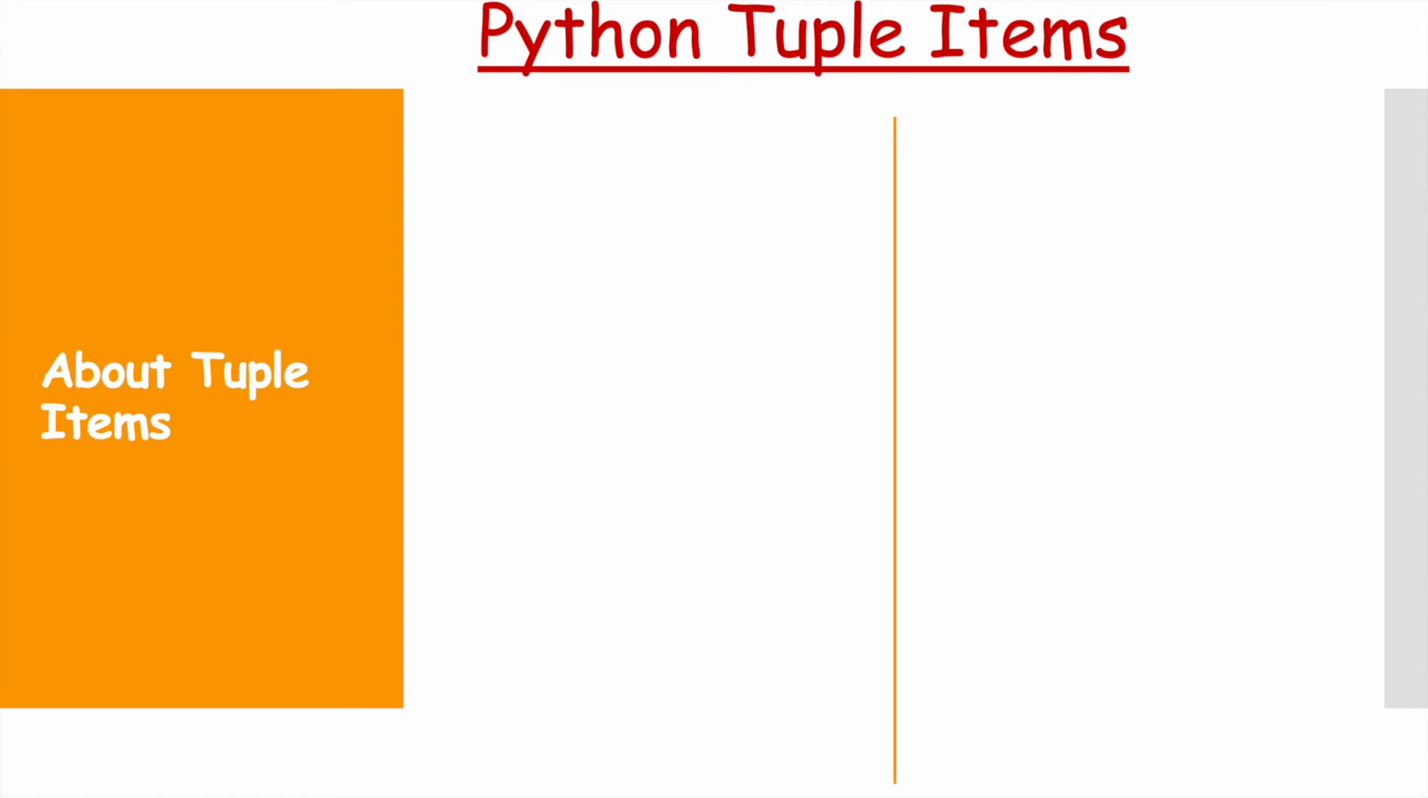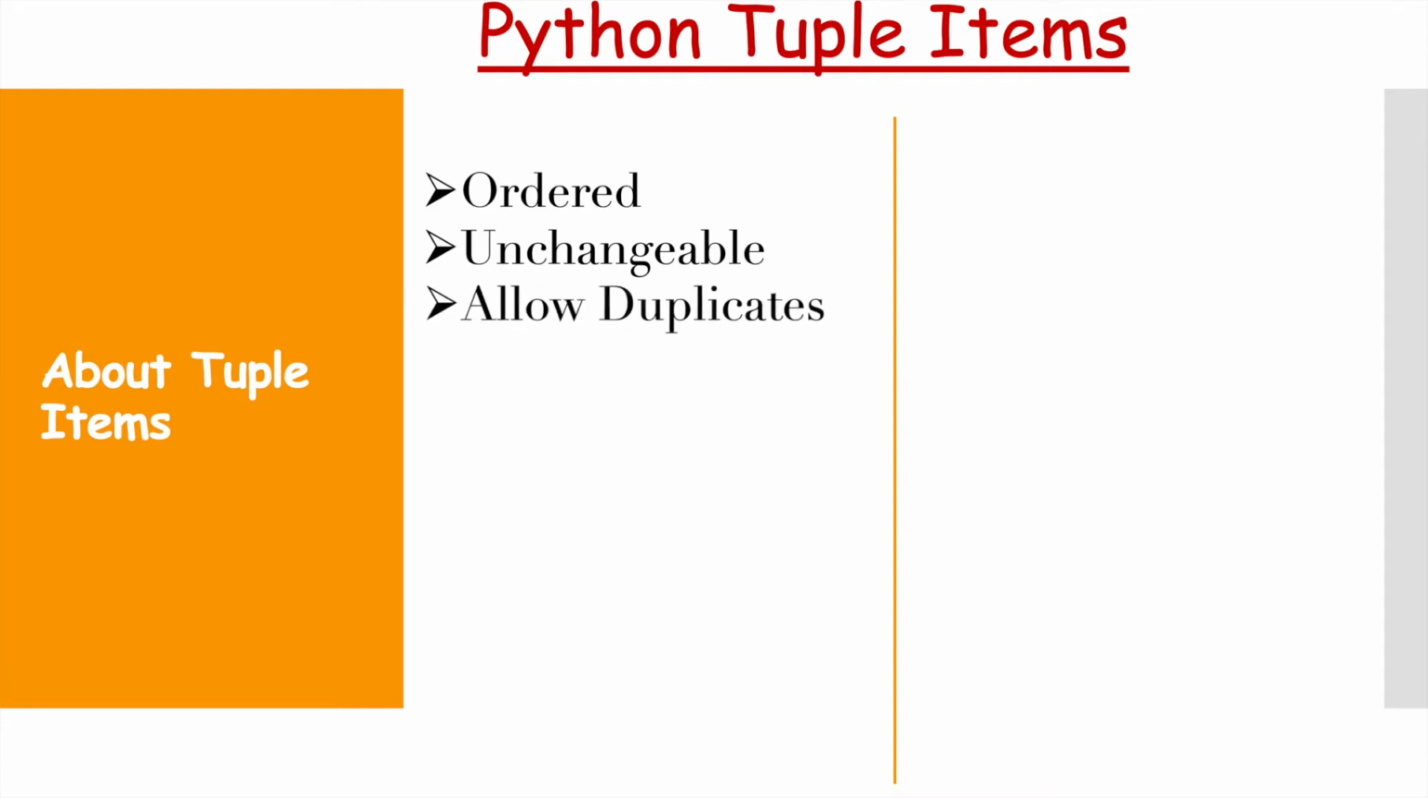Now let's see about the tuple items. Tuple items are ordered. When we say that tuples are ordered, it means that the items have a defined order and the order will not change. Tuples are unchangeable, meaning that once they are created, we cannot change, add or remove items from the tuples. And tuples allow duplicates. Since tuples are indexed, they can have items with the same value.